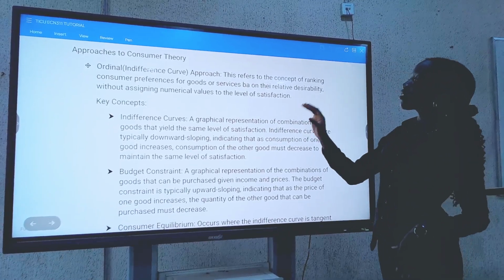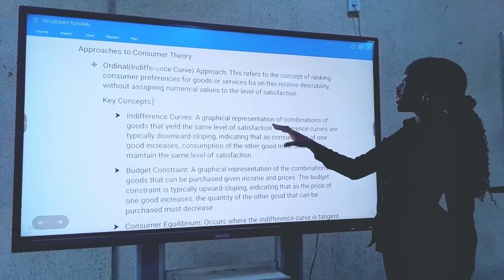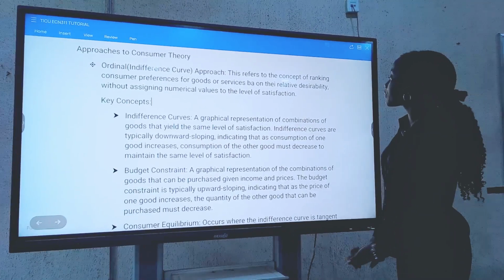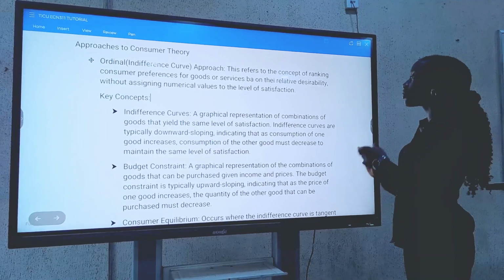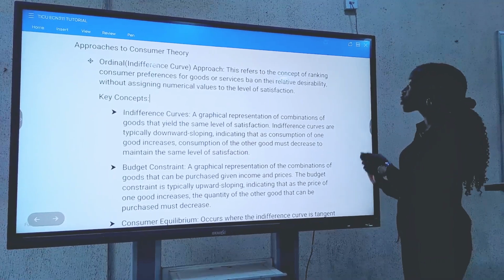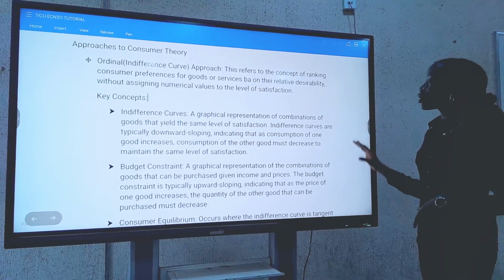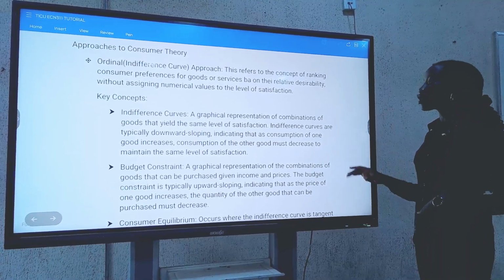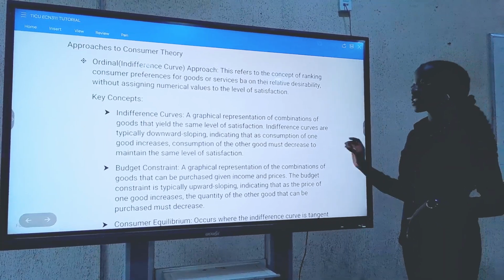So key concepts. Number one, indifference curve. An indifference curve is a graphical representation of combinations of goods that yield the same level of satisfaction. Indifference curves are typically downward sloping, indicating that as consumption of one good increases, consumption of the other must decrease to maintain the same level of satisfaction.